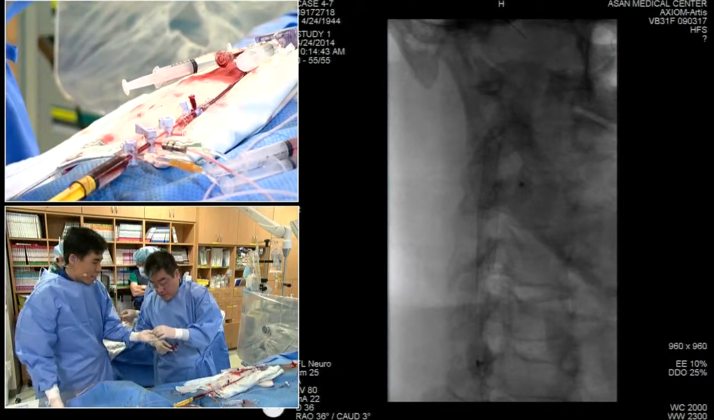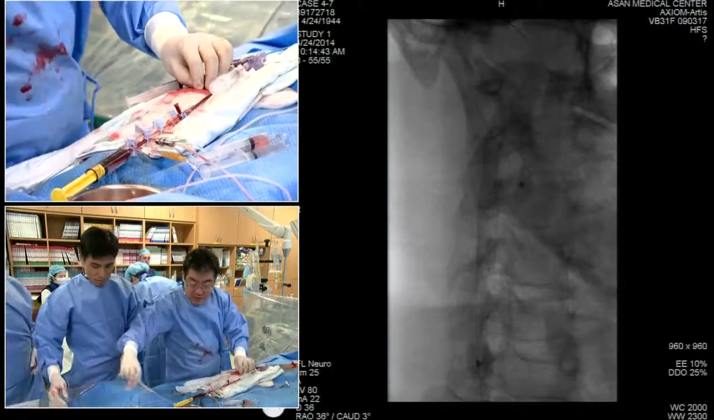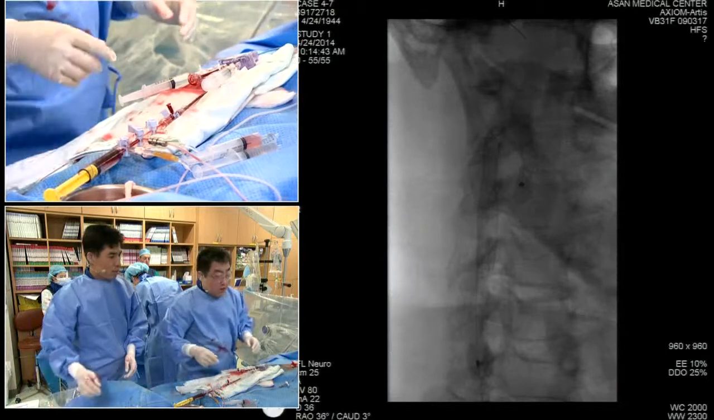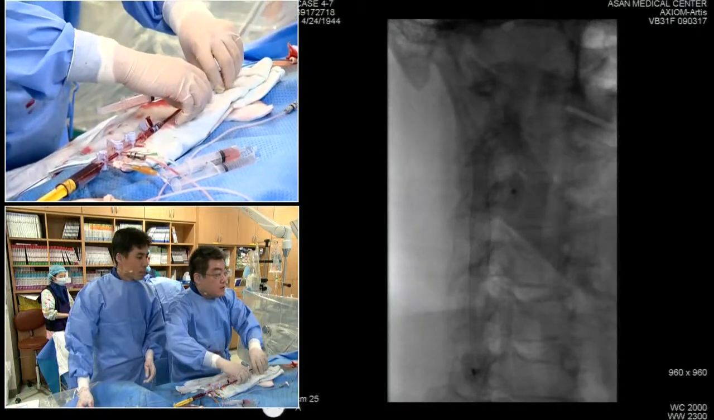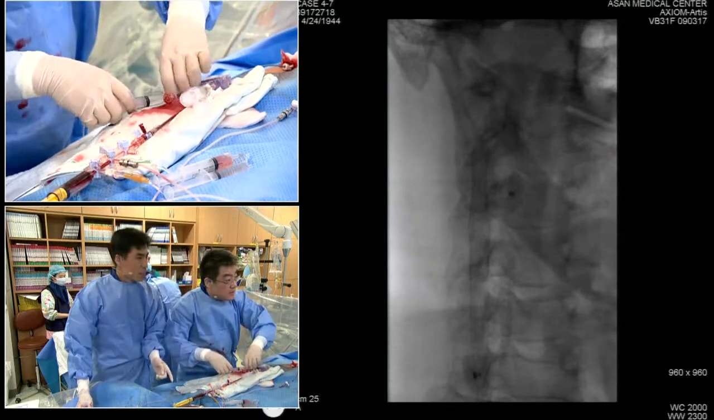So do we have any? Nothing. Okay, we have nothing. So I think with the direct stenting, we minimize the risk and the volume of the debris. So I will release the ECA first.